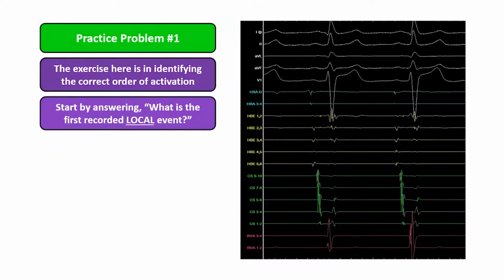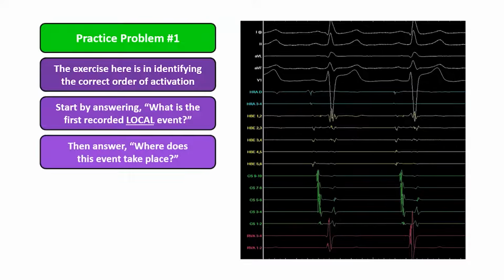Start by answering what is the first recorded local event. I suggest starting on the left side of your screen in the intracardiac electrode section and finding what's the first near-field signal you see. And then after that, you can move from left to right, locating the next near-field signal and answering the question, where does this event take place and what occurs next?